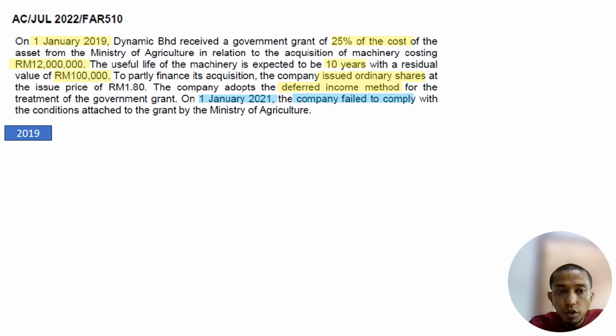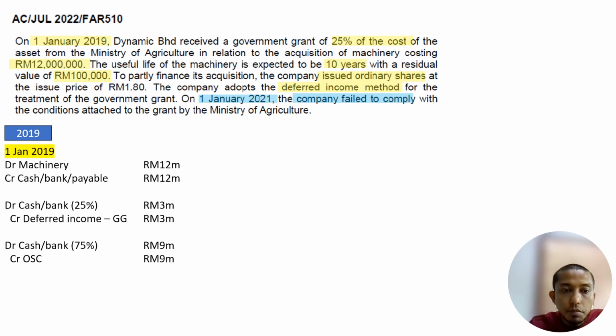Now 2019 first, we do. So how to record in 2019? The machine is 12 million. Debit machine, credit cash, bank, or payable, regardless of how we pay for the machine, 12 million. Covered by grant 25%, deferred income method, right? So debit cash or bank, credit deferred income by grant, 3 million. How to get this 3 million? 25% times 12 million, so you get 3 million.